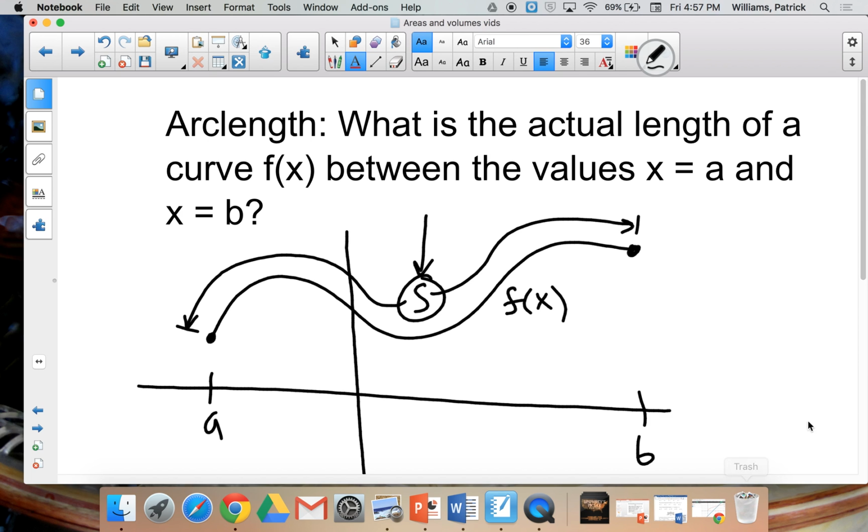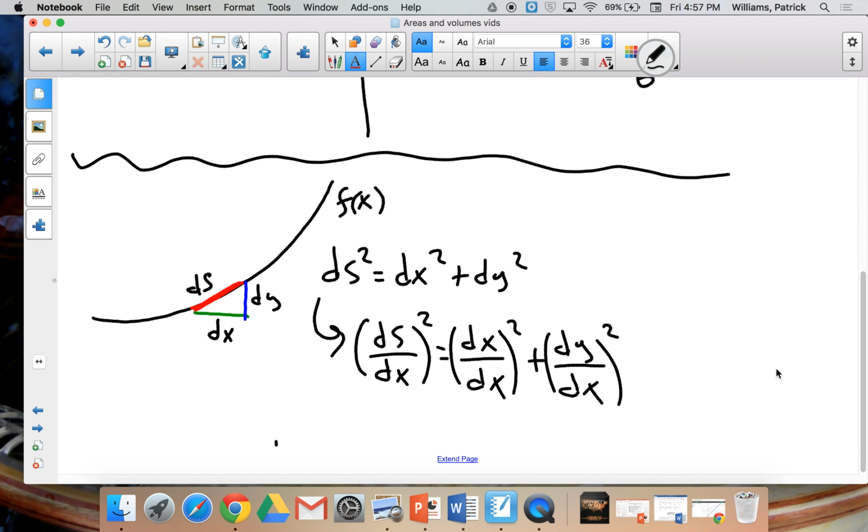So let's look at how we would approximate a teeny arc length. Remember, when we put the variable d in front of something in calculus, that means tiny change. So it's saying a tiny change in arc length. If we zoom in really close to a function, all functions look linear at a small enough scale. So we can approximate the arc length by this straight red line.